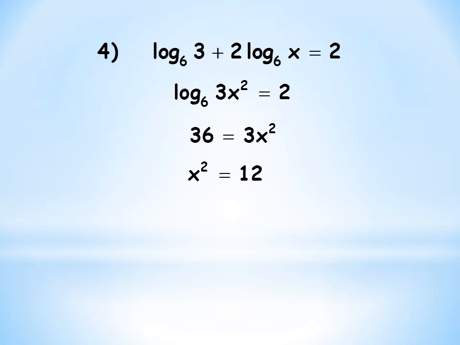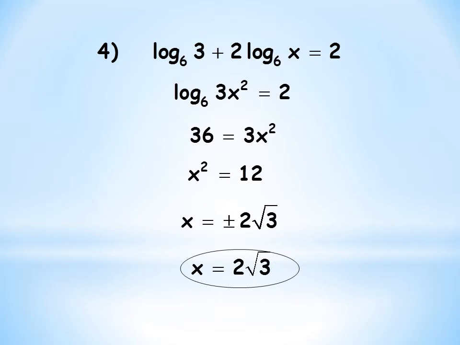Remember, when you are square rooting an equation, you have to have a plus or minus as your answer. If I consider both answers, however, I have an x here. If I plugged in a -2 times the square root of 3, I would have a negative log, and I can't have that. So I'm going to throw the negative answer away and keep only the positive.